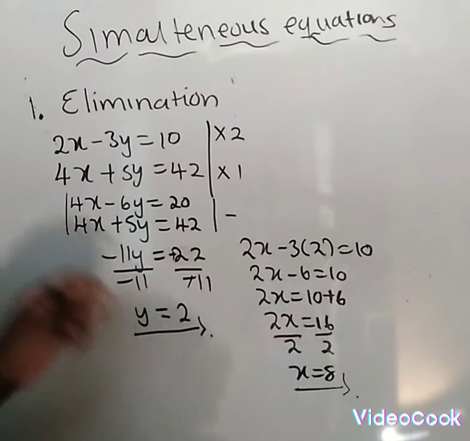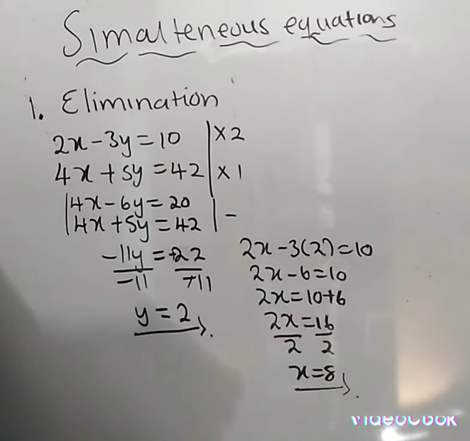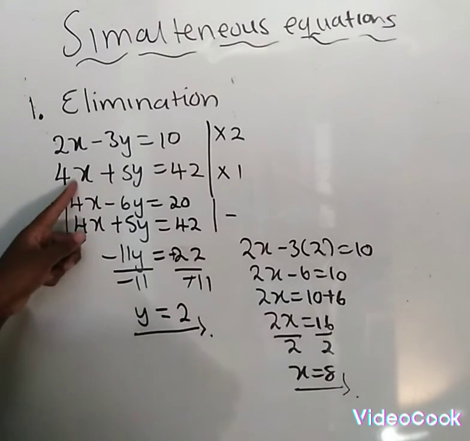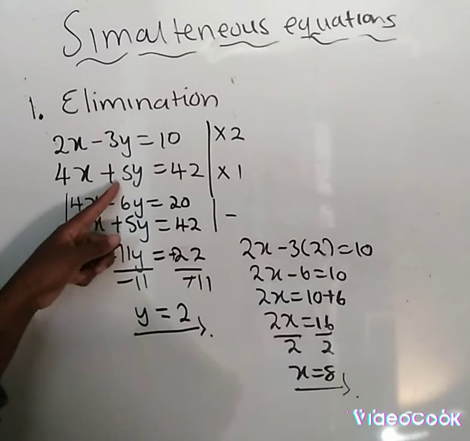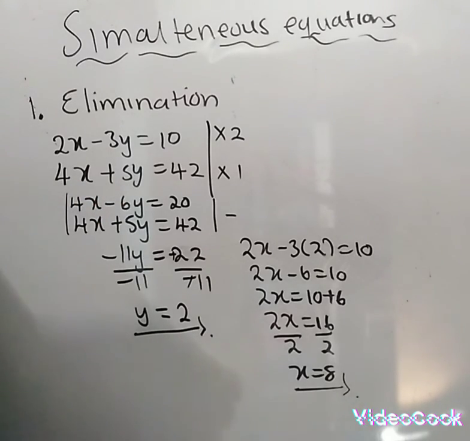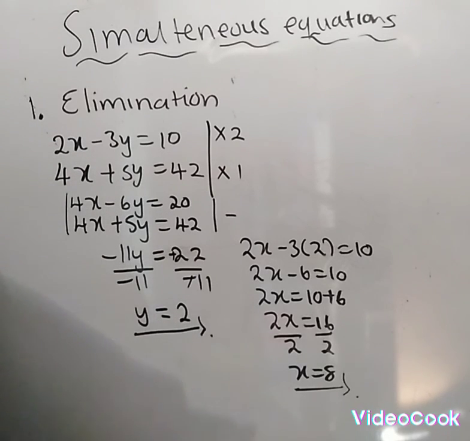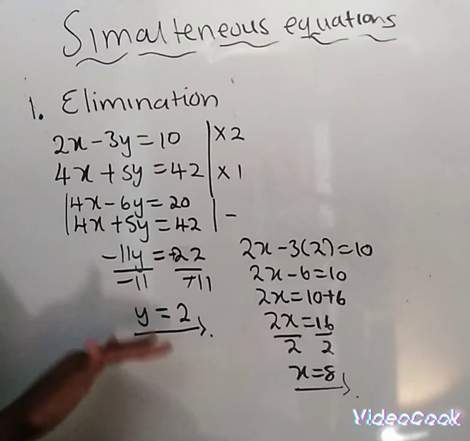Okay. I'm getting my y as a 2, x as a 8. But let me test if that is correct. If I come here and say 4 times 8, I get a 32. 32 plus 5 times 2 is a 10. 32 plus 10 is a 42. That's awesome. So it means our values for x and y, they are correct and we are scoring our what?